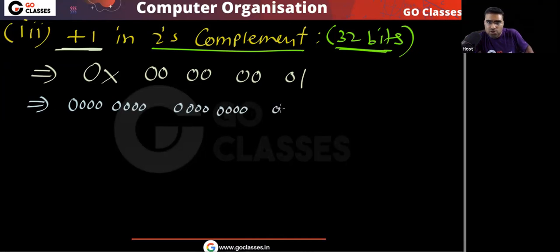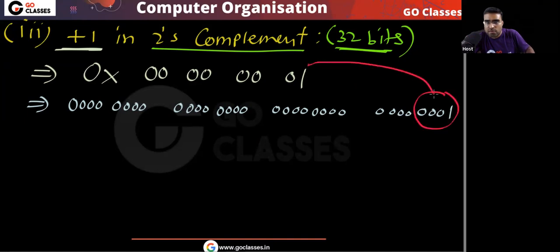There will be all zeros. And then finally, this will be 1. Okay. So you can see this is actually 1. This is actually your 1. Okay. So understood? Simple. Okay. So in the hexadecimal, you can write, or you can write in binary.